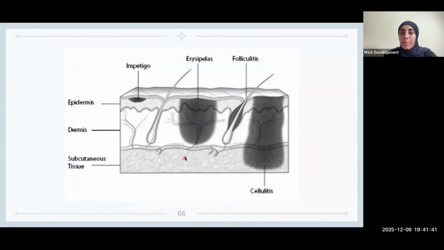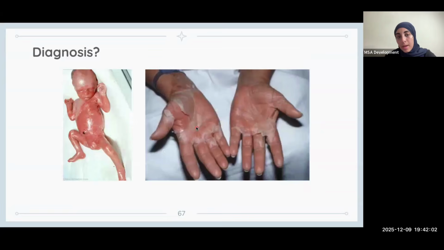Okay, and just to recap everything we talked about, same picture that we keep showing every now and then. In the epidermis, there's impetigo, and then erysipelas is in the dermis. Cellulitis is also in the dermis, but it goes even deeper sometimes. So erysipelas is a superficial dermis, cellulitis is deep dermis, and there's folliculitis in the hair follicle.